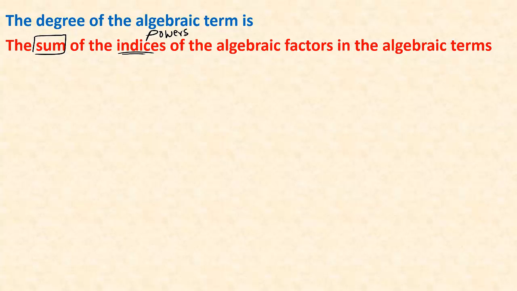Let's have an example. What about, for example, 2x? What is the degree of 2x? We know that here the algebraic factor is x, right? Because it is the factor which contains the unknown or variable. And I know that x here is to the power of 1, and that's why 1 is not written. So I can say that the term 2x is of the first degree, because this is the power of the unknown.